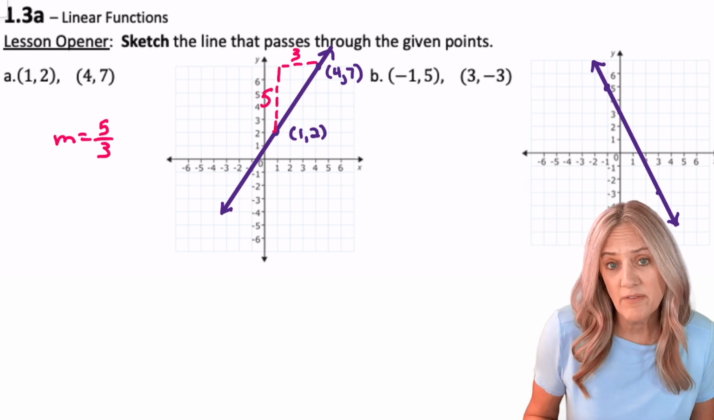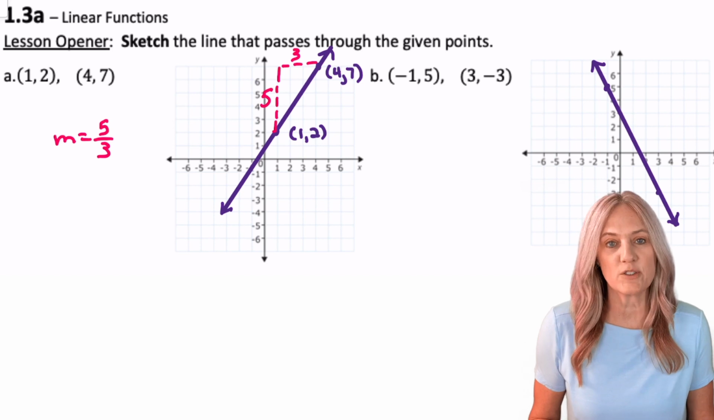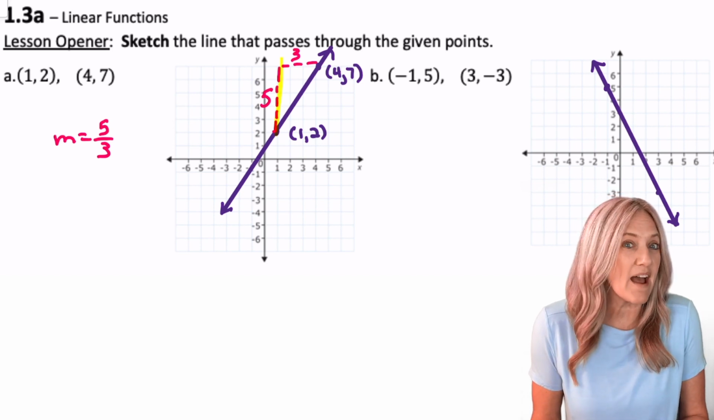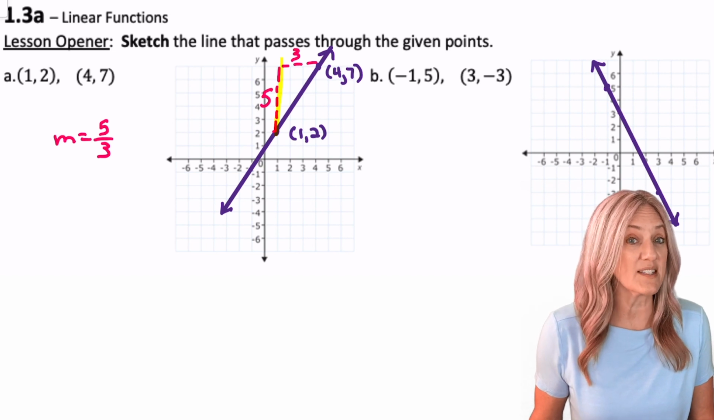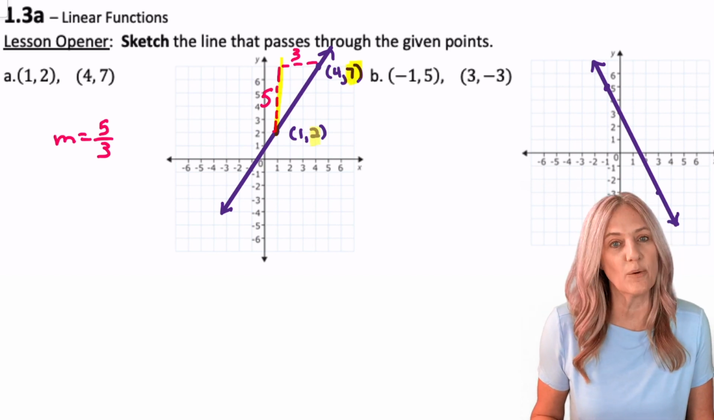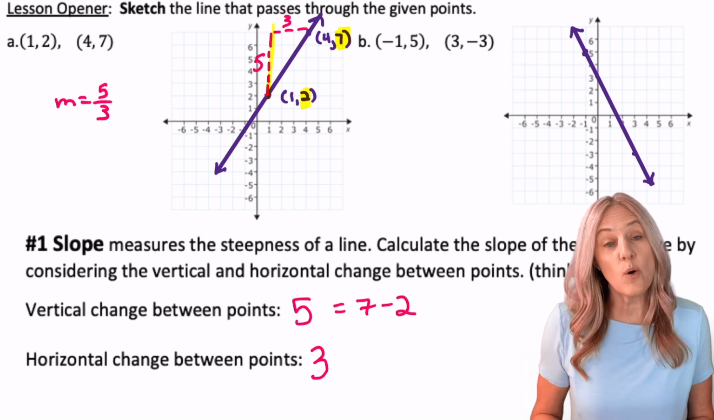Do we always have to have a graph of a line to compute slope? No. Let's take a look at that vertical change 5. Well, where did that come from? Take a look at the y-coordinates. We had a y-coordinate of 7 and a y-coordinate of 2. 7 minus 2, 5. Now let's take a look at the horizontal change.